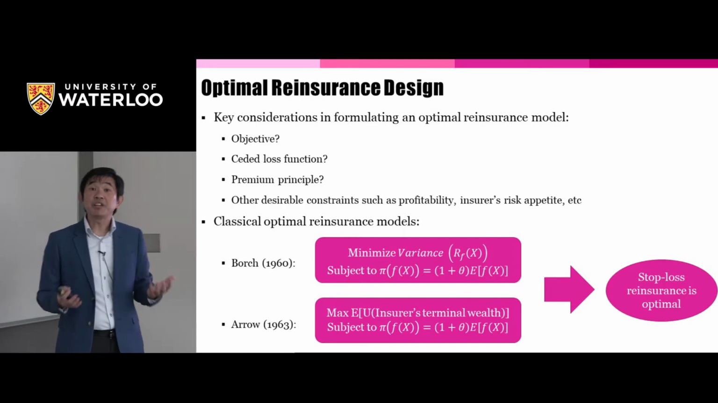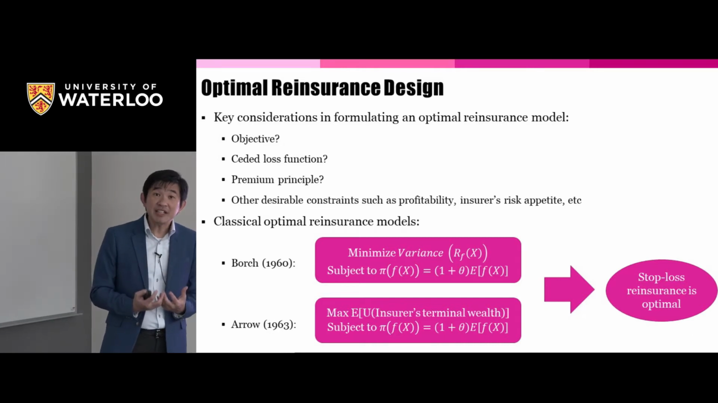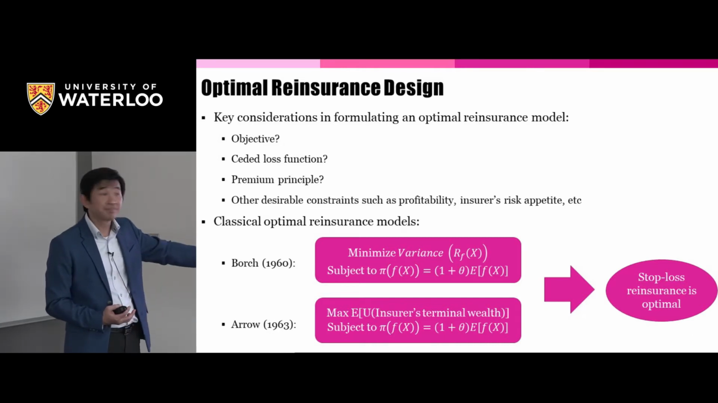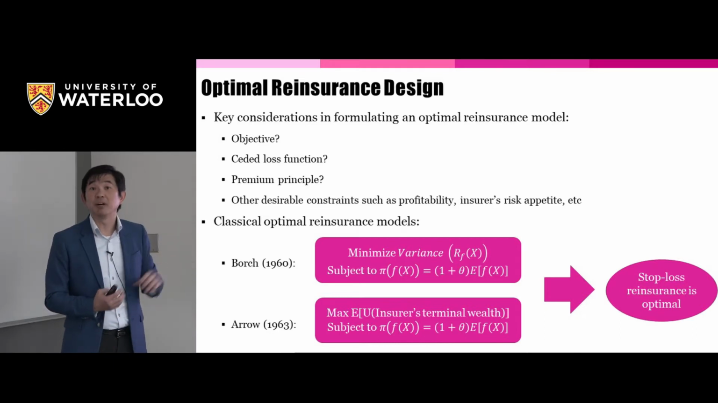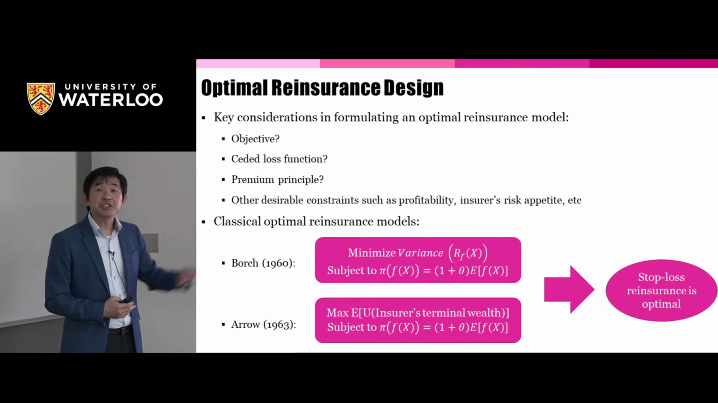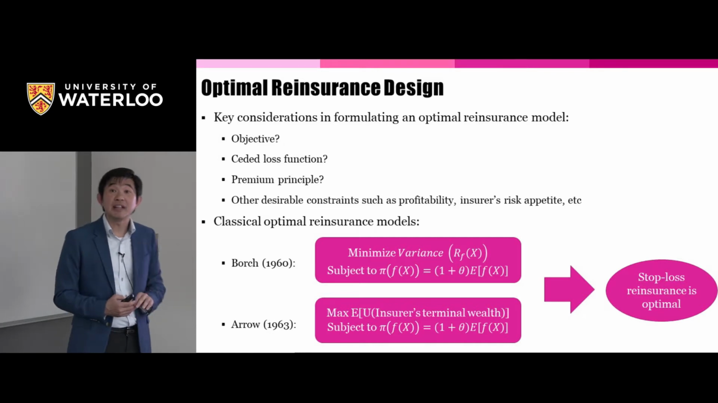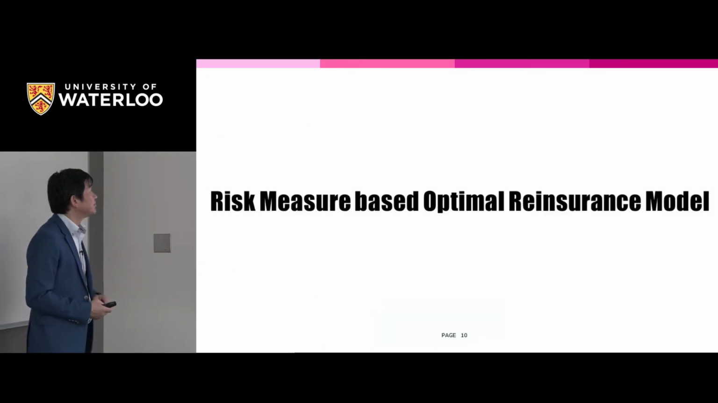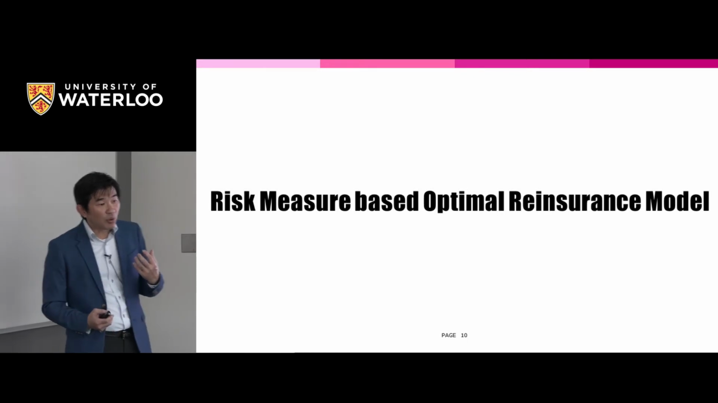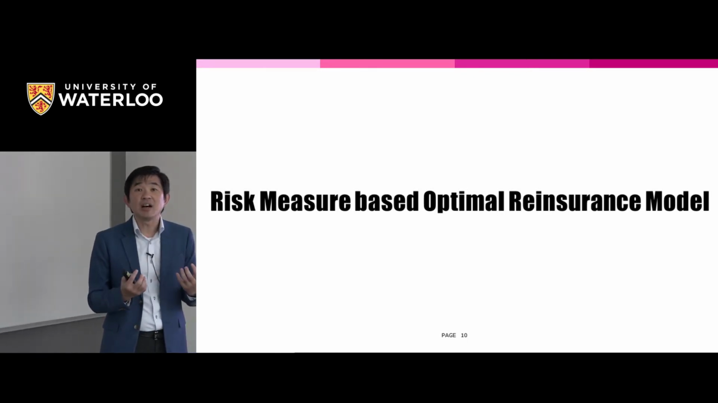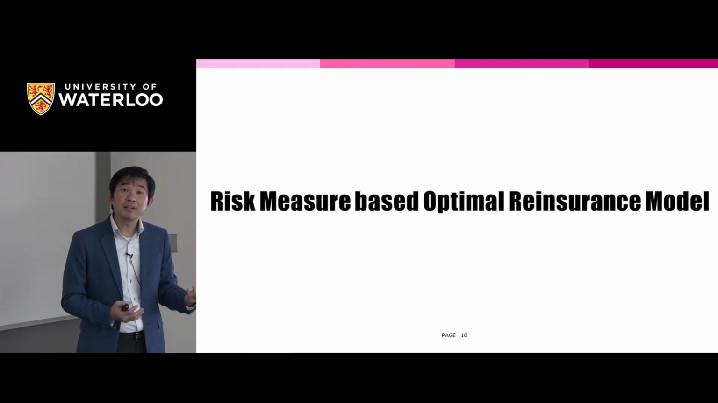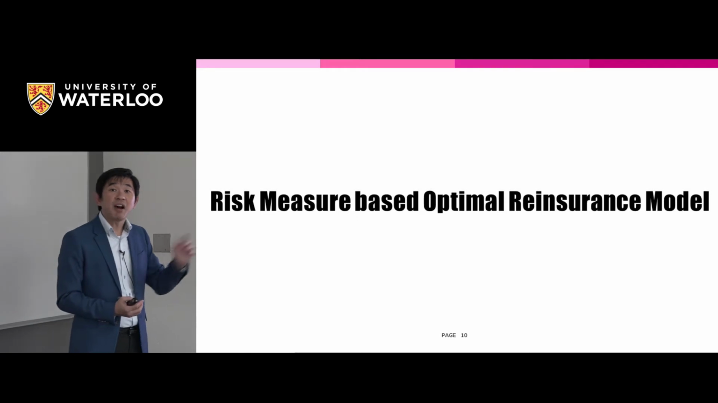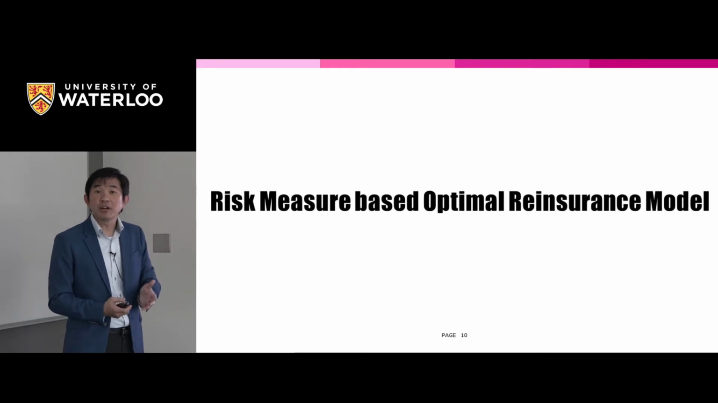Interestingly, both of these optimizations say that under this formulation, stop-loss reinsurance is optimal. And this in part also explains why in much of the literature, stop-loss reinsurance has been the optimal strategy. But in our work, we are interested in considering a bit more sophisticated reinsurance model. In particular, we are interested in tying a risk measure to the reinsurance model.